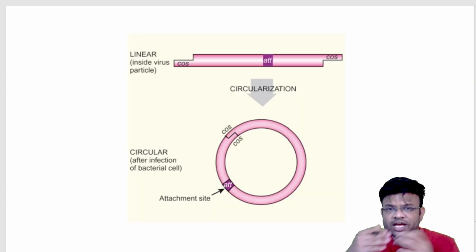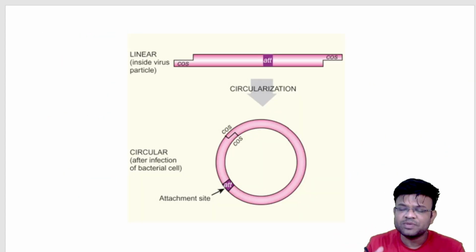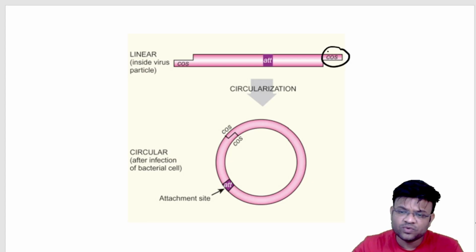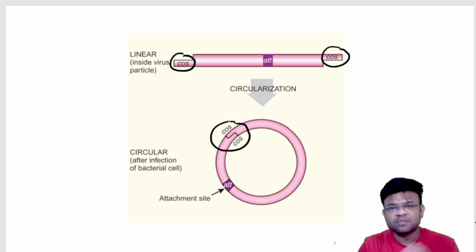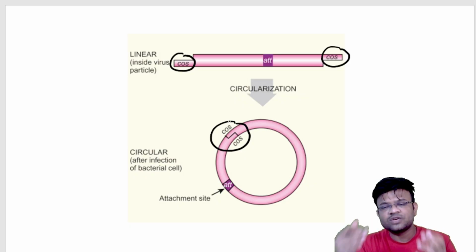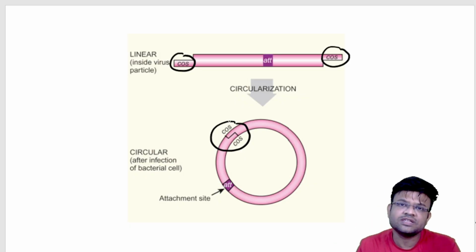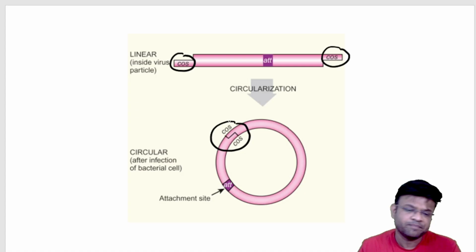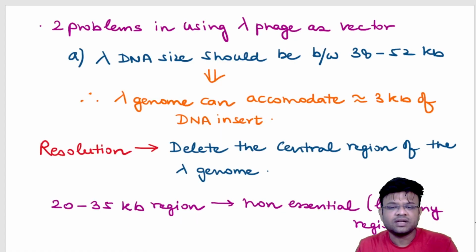Now this is what I was talking about. So this is a diagrammatic representation of exactly what I was telling. So this was a cos site over here, this is a cos site over here. Both the cos sites are paired now, and they come close to each other. They are complementary in sequence and they get paired. In this way the circular DNA is formed. Right, now let me move on to the next slide.